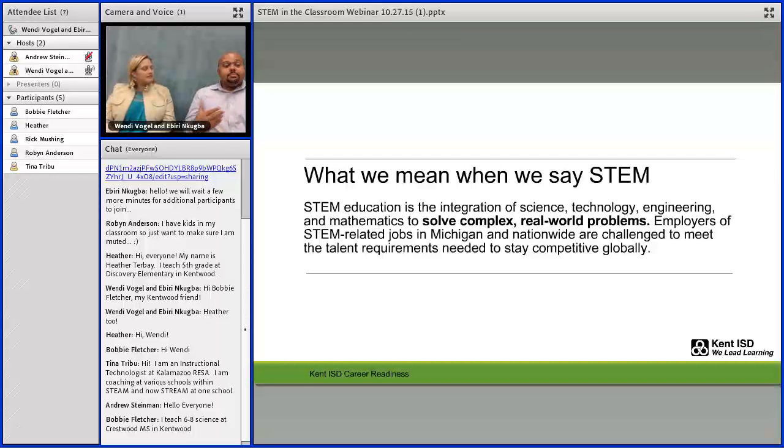So being STEM literate is important, not just for the folks that are going to be those frontline number crunchers, but really a lot of different roles, whether you're going to be in management or leadership or whatever. It's a pretty STEMmy world out there.